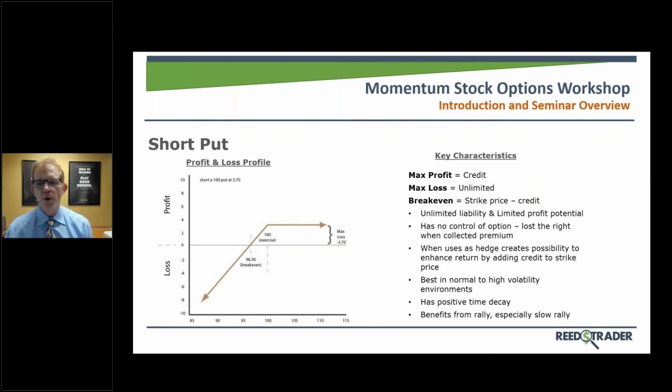Selling puts are best in normal to high volatility environments. They have positive time decay, so every day that goes by, they're going to decrease in value. And they're going to benefit from a rally, especially a slow rally. They'll do well in a fast rally too. But the idea is we don't want the market to move too fast because then it's volatile and then it doesn't go down as fast.